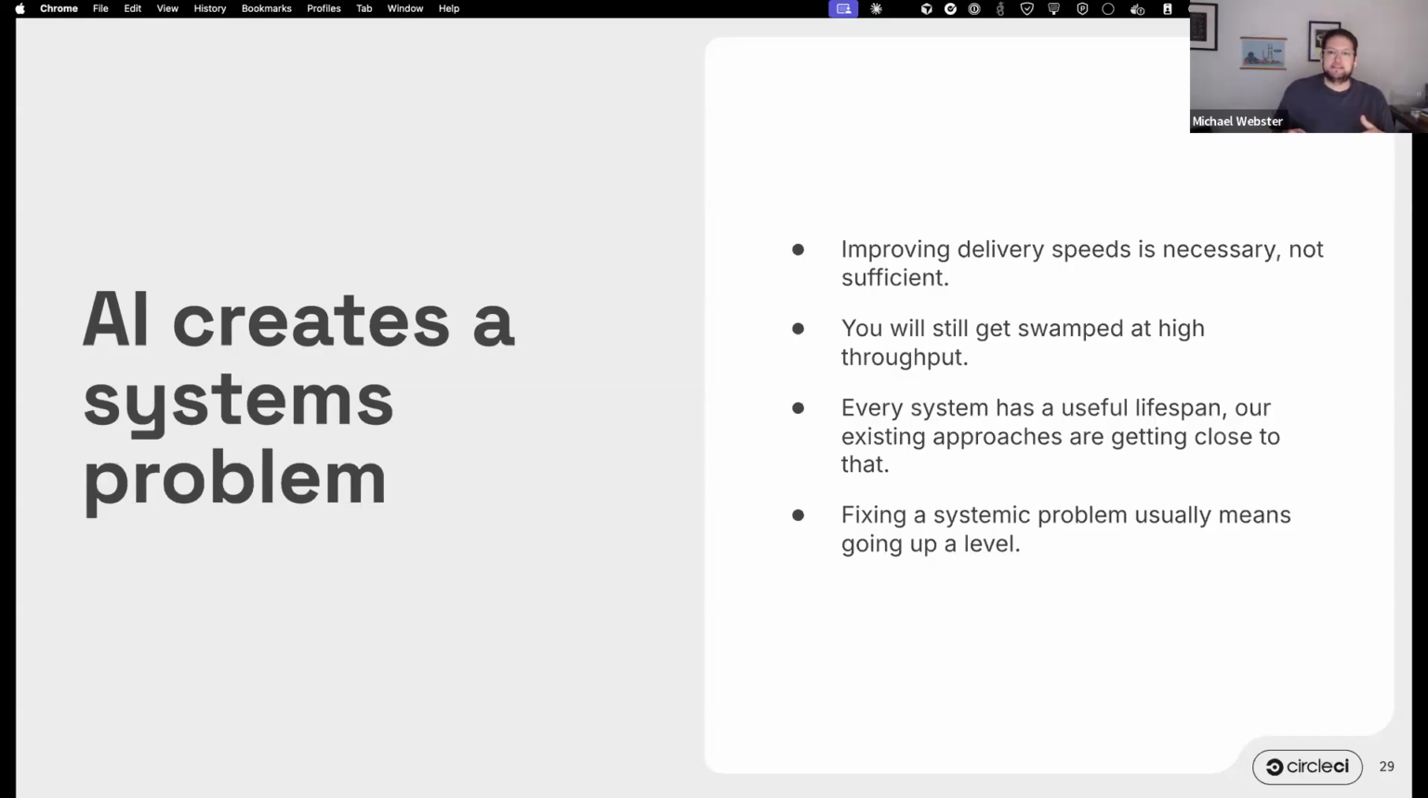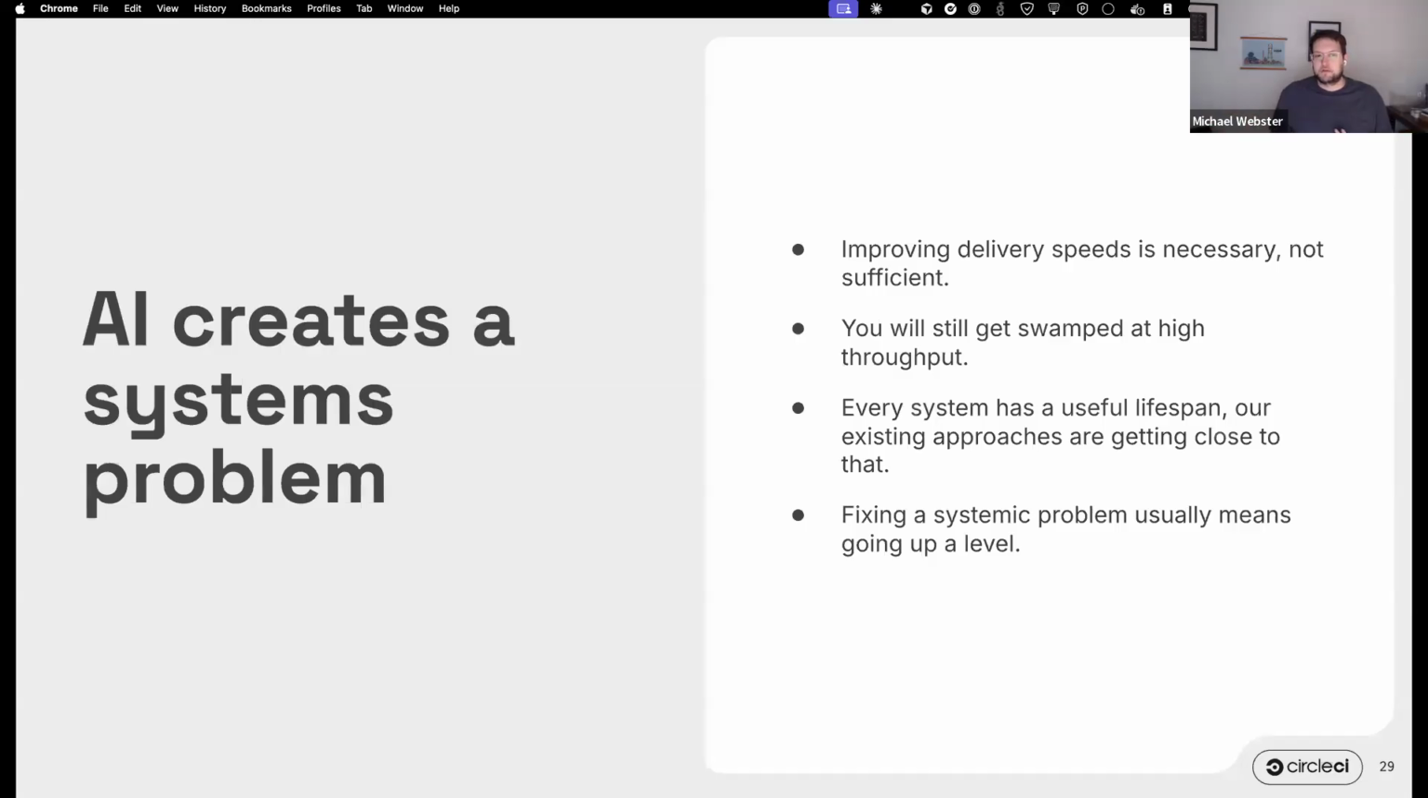The issue here is AI creates a system problem, right? Improving delivery speeds is really helpful, but it doesn't address the system level problems. At a high enough throughput, you still get swamped. No amount of tweaking, no amount of script extraction or optimization is going to work. Those optimizations all take time. You have to actually dig in and understand what needs to change, right? So in a lot of cases, you might find you can't fix a problem.